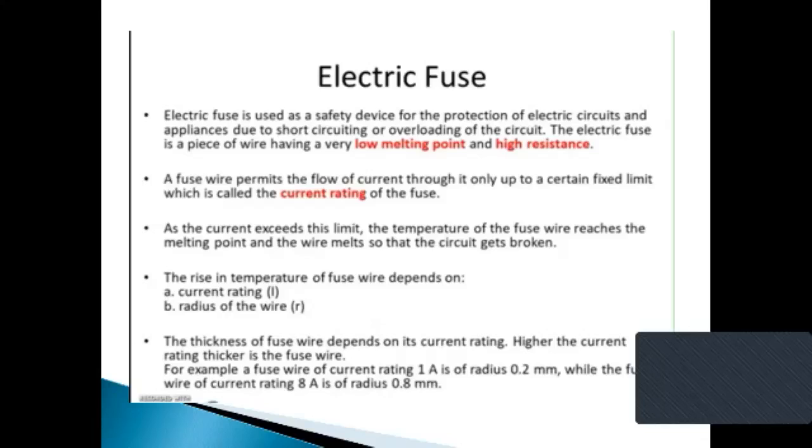A fuse wire permits the flow of current through it only up to a certain limit, which is known as the current rating. Beyond this rating, if current flows, the fuse wire will blow off. For example, if the current rating is 10 ampere, then the fuse does not allow current more than 10 ampere. If more than 10 ampere passes through, the fuse wire melts. If the current exceeds this limit, the temperature of the fuse wire reaches the melting point and the wire melts, so that the circuit gets broken.